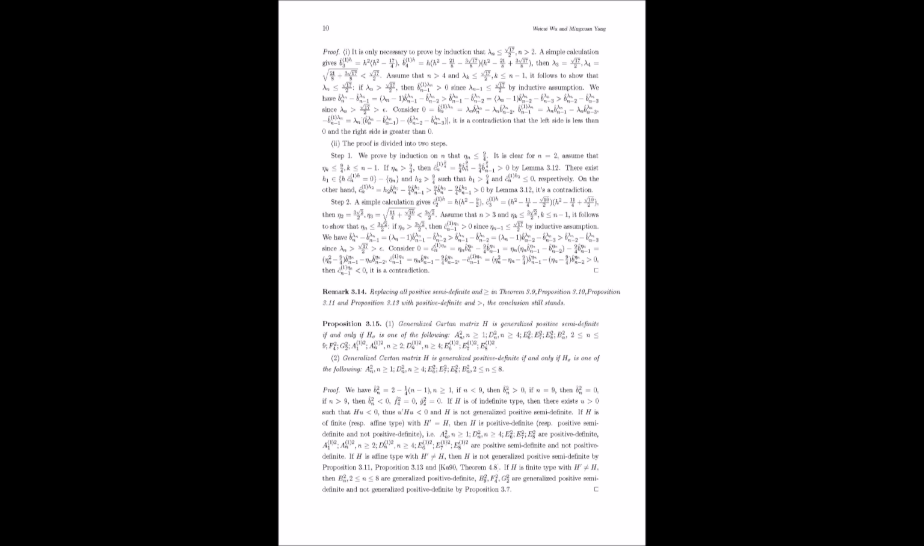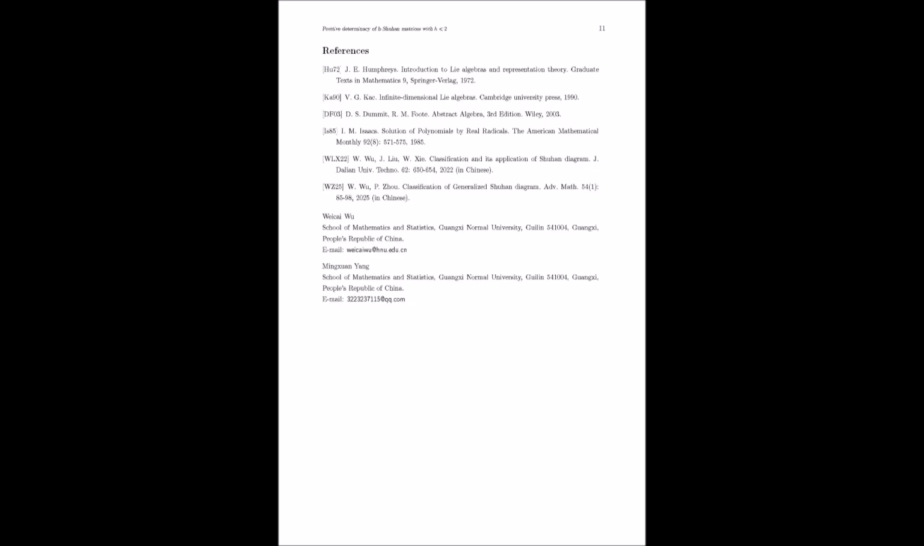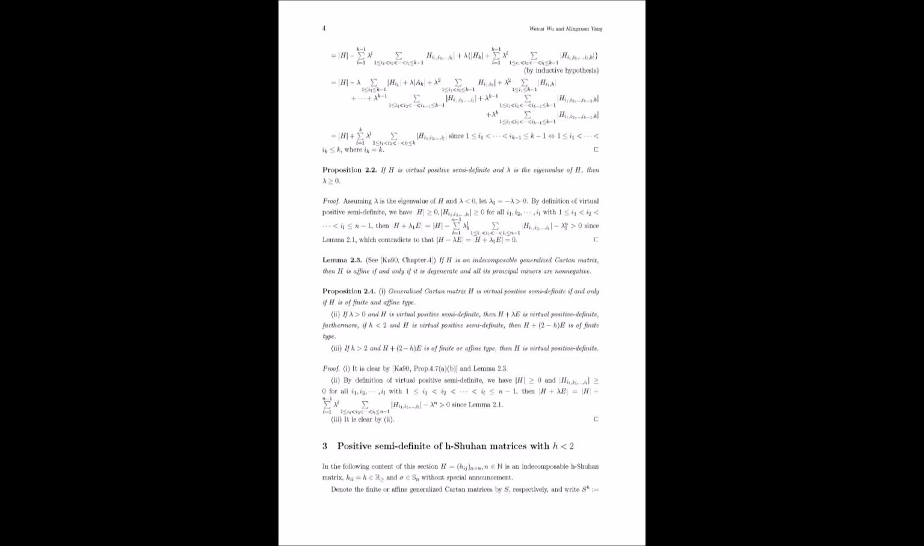Exactly. But what do these sequences actually represent in relation to the h-Shuhan matrices? So these sequences are actually a tool to help us understand the positive definiteness of h-Shuhan matrices. So by looking at how these sequences behave, how their values change as h varies, we can figure out the conditions under which different types of h-Shuhan matrices become positive semi-definite, virtual positive semi-definite, generalized positive semi-definite. Sounds like we're using these sequences to probe the positivity of these matrices. Exactly. It's a very clever technique. Okay.